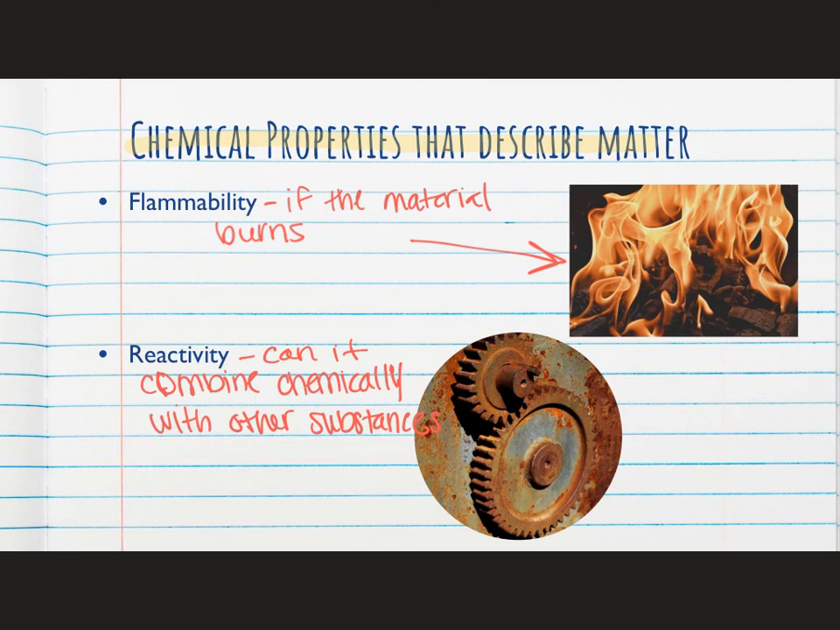So, for example, this picture right here, you've probably seen this substance before, but this is rust, right? And what happens with rust is the metal is combining chemically with oxygen that's in the air, and that's what forms the rust. So we say that the metal is reactive with oxygen. So it has high reactivity. So certain substances have higher and lower reactivities.